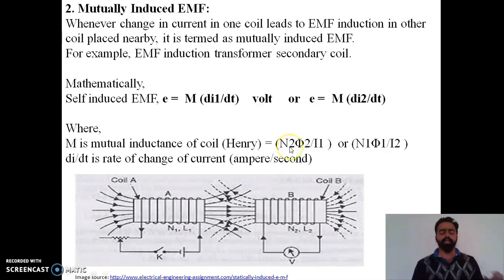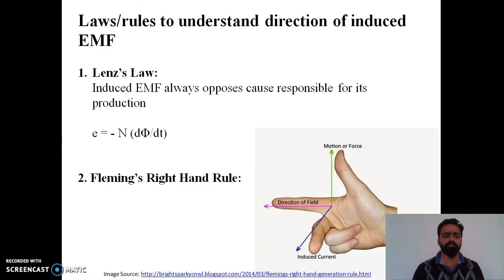And hence, in dynamically induced EMF, there is motion involved. In case of static induction, there is no motion involved, and further, in case of static induction, we are having two types of EMF induction, self-induction and mutual induction. Self and mutual, both inductions depend on the rate of change of current. If rate of change of current is higher, the EMF induced will be higher.